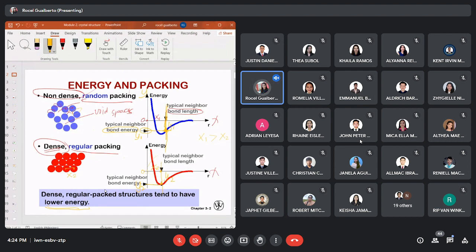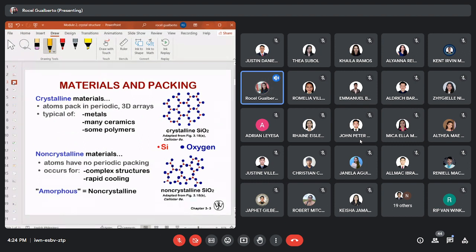So, bakit po nagkaroon ng lower energy? It is because mas maliit po yung kanyang bond length as compared to this one. Okay? So, yun po yung ibig sabihin ng curves po na ito. Okay? So, pag may question po tayo ha, mag-raise lang po ng hand.